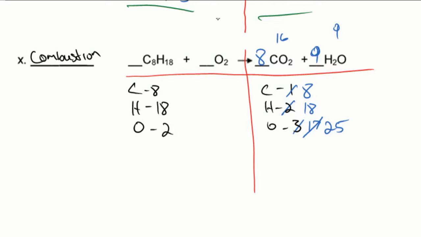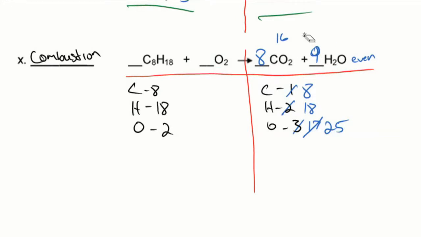So what I need to do is just double everything. Combustion reactions will almost always work out this way. And why I double everything is to get an even number of oxygens on this water molecule. That's just going to be the trick that makes everything kind of work.